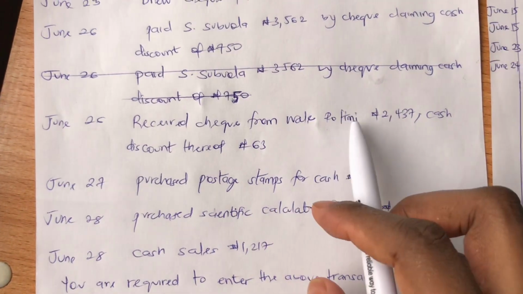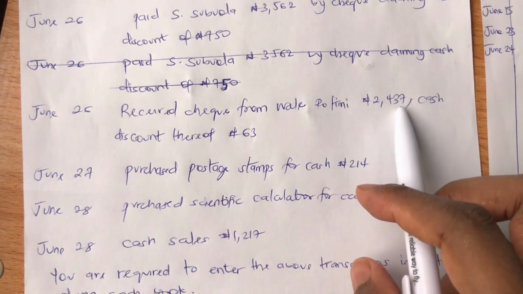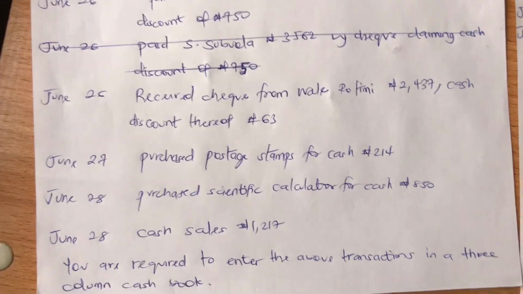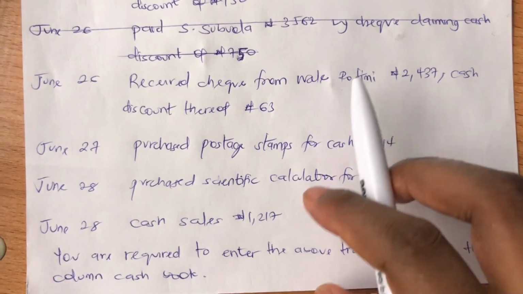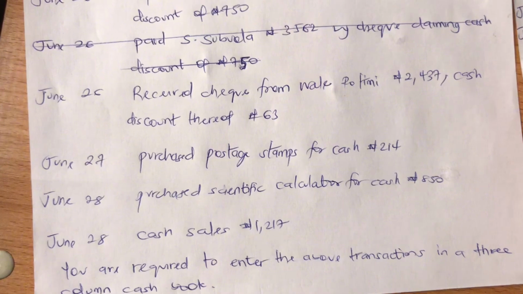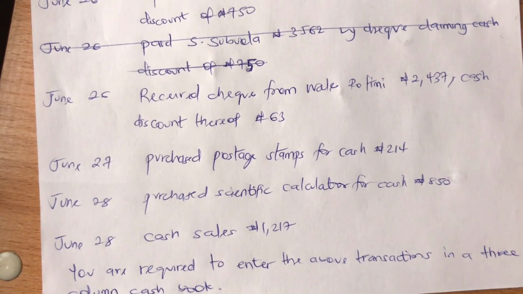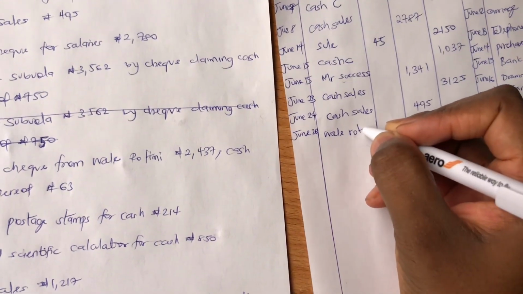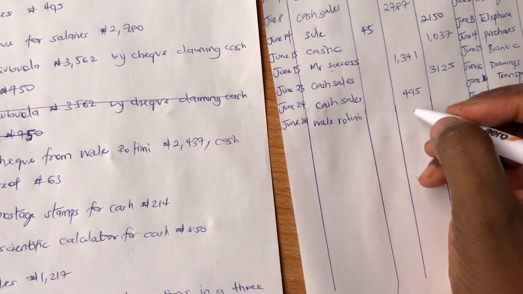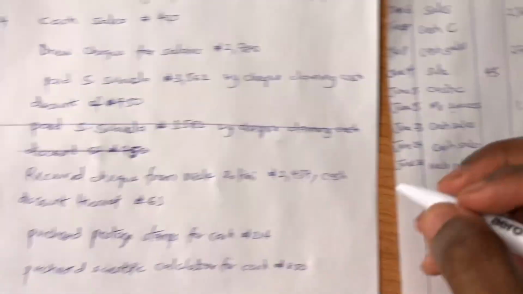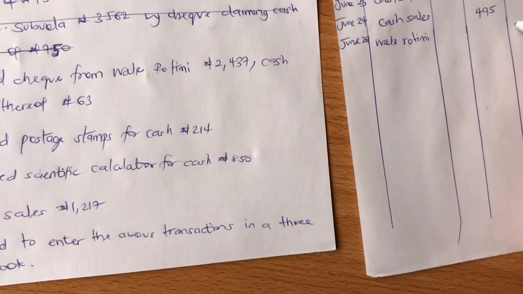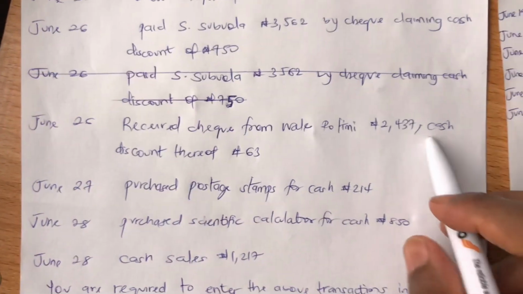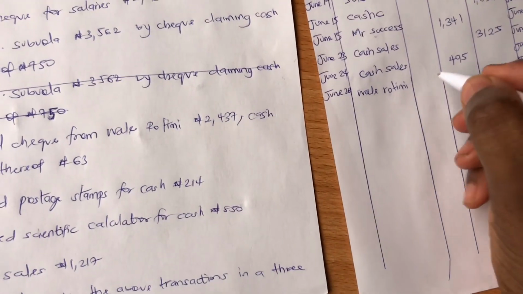So the next transaction is on June 26th. Received check from Wale Rotimi at 2,437 naira. Cash discount there of 63 naira. So when we receive from Wale Rotimi, it's going to be debited because it's a receipt. June 26th, Wale Rotimi. It's going to be under the bank column because we received check from Wale. So it's going to be 2,437, and they said there was a cash discount of 63 naira, so it's going to be under the discount allowed.